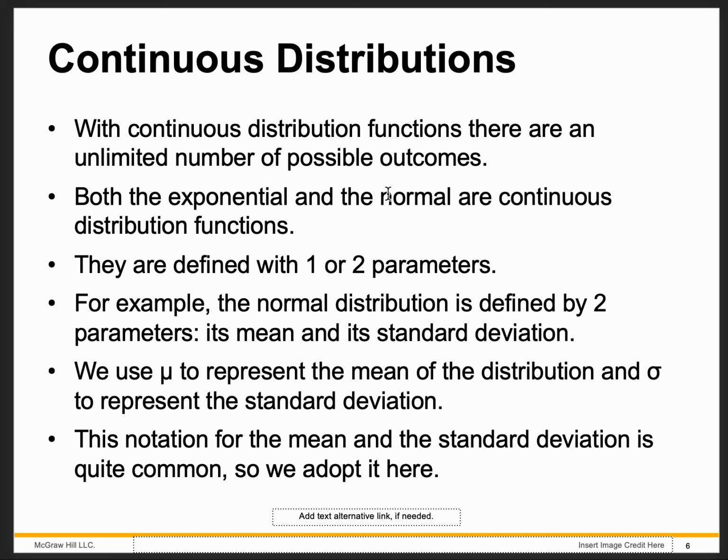Now, let's look at continuous distributions. In continuous distribution functions, there are an unlimited number of possible outcomes, which means that you have a range of numbers and your random variable can take any value within that range. Usually exponential distributions and normal distributions are the two continuous distribution functions that people use. These functions are defined by either one or two parameters. The exponential distribution has a single parameter, the exponential parameter, while the normal distribution is defined by two parameters, the mean and the standard deviation.